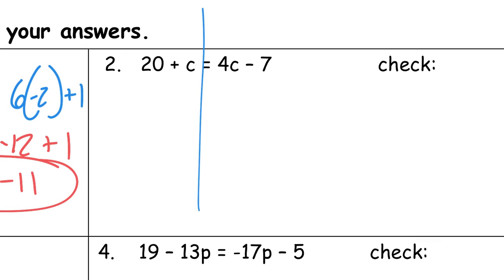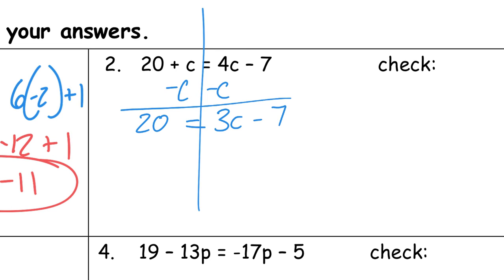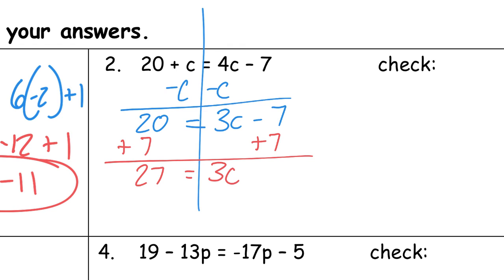So let's go ahead and look at this. So I have a C and a 4C. Well, this C sitting by itself is a smaller version. So bring everything else down. 4C minus a C is 3C minus 7. I now have a two-step equation, so let's go ahead and add 7 to both sides. I now get 27 equals 3C. That's 3 times C, so I'm going to divide by 3. I'm going to get 9 equals C. So double check that you have 9 equals C. I could check it real quick. 20 plus 9 is 29. 4 times 9 is 36 minus 7 would be 29.